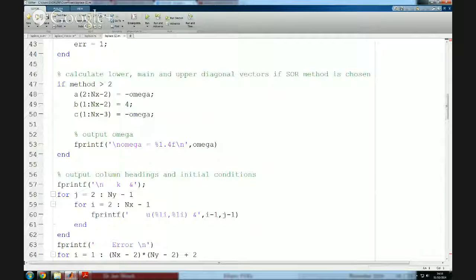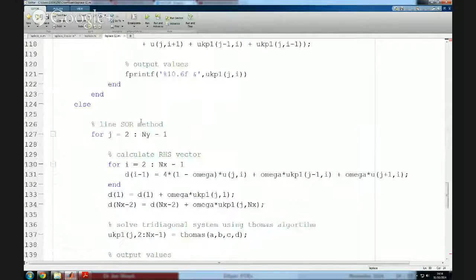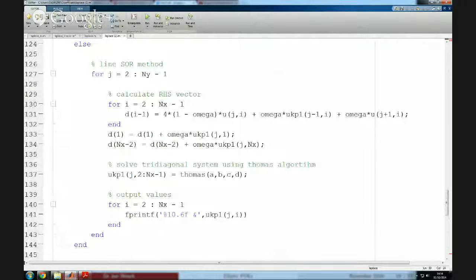Okay, so for the line SOR, that's what I just did. A, B, and C, exactly the same as I did before. The bit which I was a bit wary about is, I'm just going to scroll down here. Here we go. Okay, line SOR method. This J loop loops for all the rows, this I loop calculates the right-hand side vector.